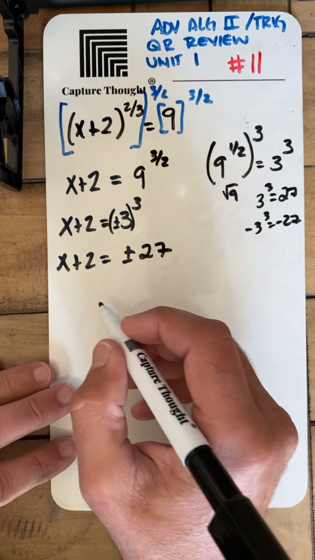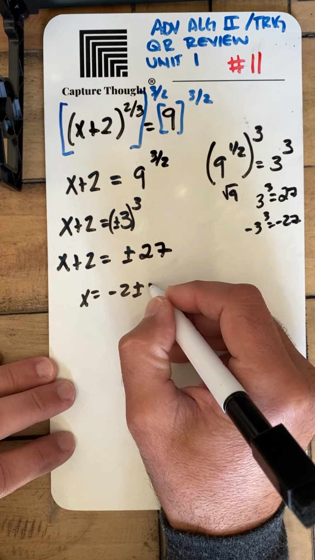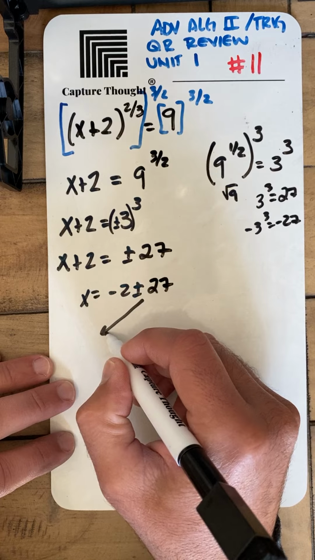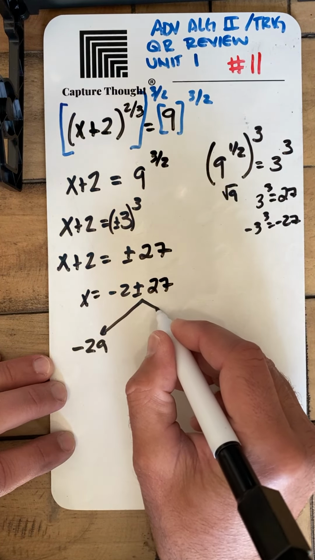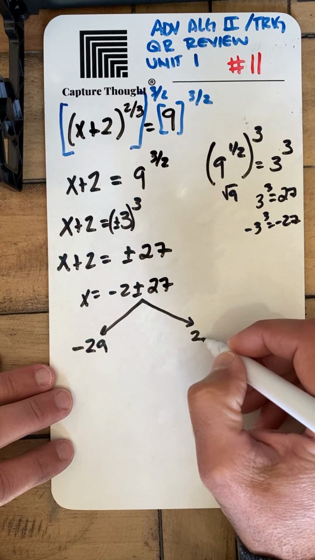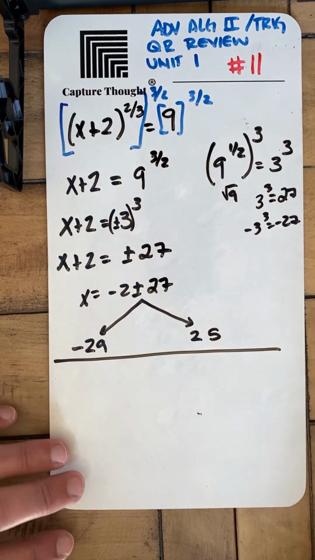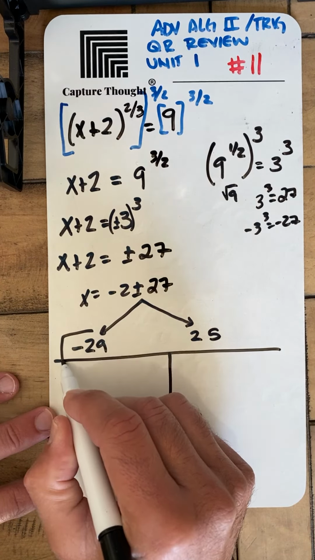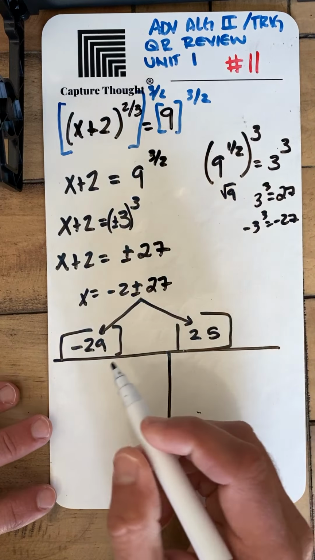So then I'm going to subtract 2 from both sides. So x is going to equal negative 2 plus or minus 27. So that means I have 2 answers here. If I do negative 2 minus 27, I would get negative 29. And if I did negative 2 plus 27, I would get 25, right? And I'm going to go ahead and check both of these to make sure that they both work. So these are my 2 answers here.